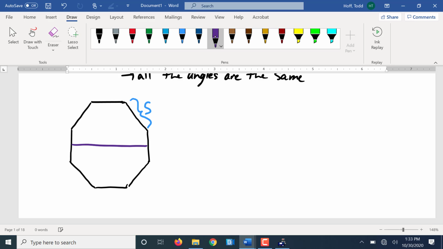The distance across from one side to the opposite side measured at right angles, we're going to label F for flat distance. And then from one corner to the opposite corner, we're going to label D for diagonal distance.